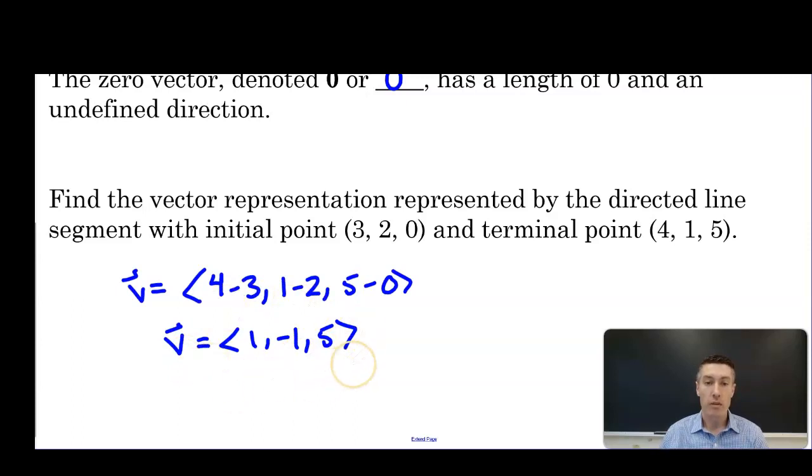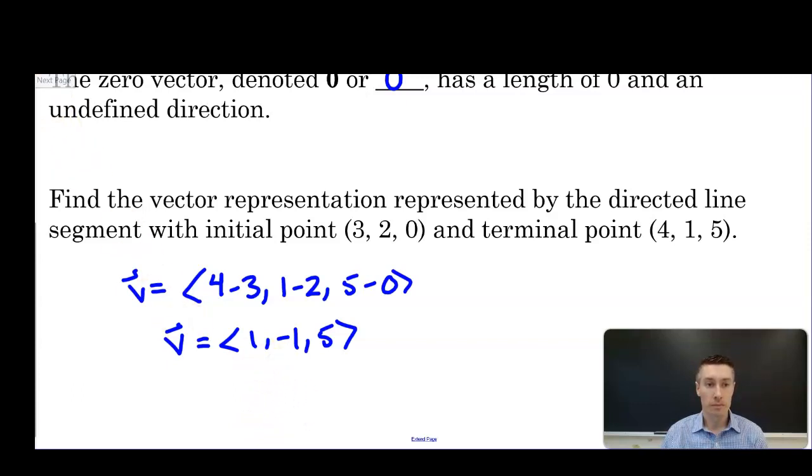So what this vector represents is if we were to start this vector at the origin, the vector would end at the point 1, -1, 5. Okay, even though we are creating the vector between the point 3, 2, 0 and 4, 1, 5, the components tell us if we were to start this vector at the origin, where would the terminal point of that vector be?